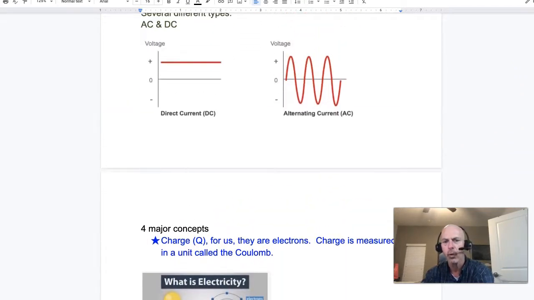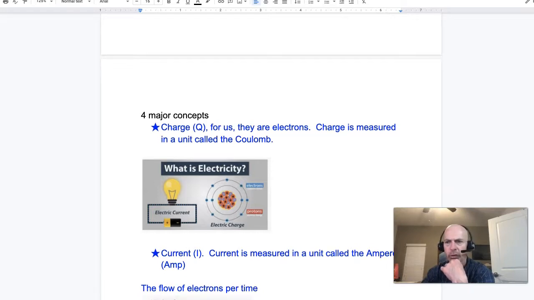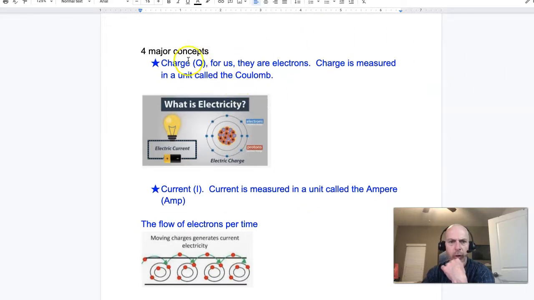Well, now there are 4 main ideas with electricity, and you'll get to study this a little bit more on one of the resources, the website that I created for you. So the first concept is what's called charge. And again, this would be the protons or the electrons, the charged particles. For what we're doing in this course, we talk about the motion of the valence electrons. Charge is given the symbol Q, and we measure charge in a unit called the coulomb.